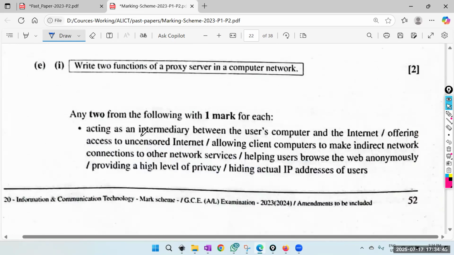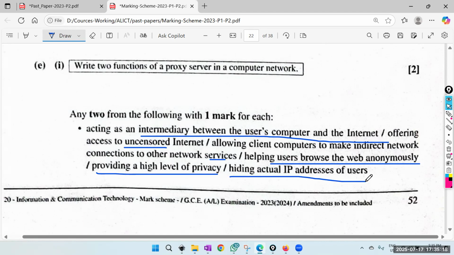Acting as an intermediary between the user's computer and internet. Intermediary, so that is like a security guard. Offering access to uncensored internet, allowing client computers to make indirect network connections to other network services, helping users to browse the web anonymously. Proxy server can act like a VPN server also, providing a high level of privacy. Hiding actual IP address, that is called IP address translation. So examiner has given tons of answers. You just need to write only two.